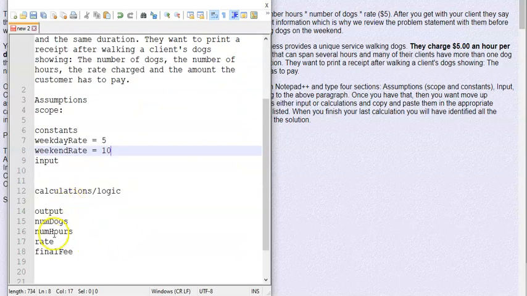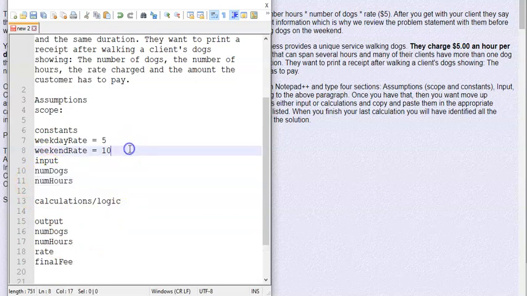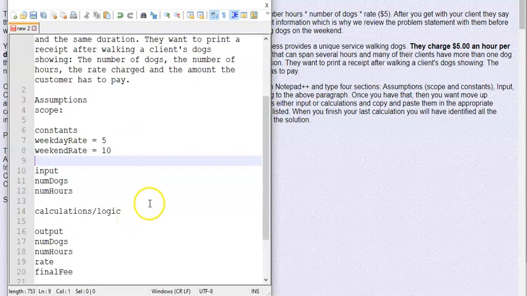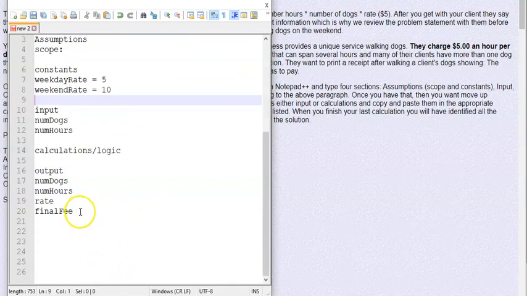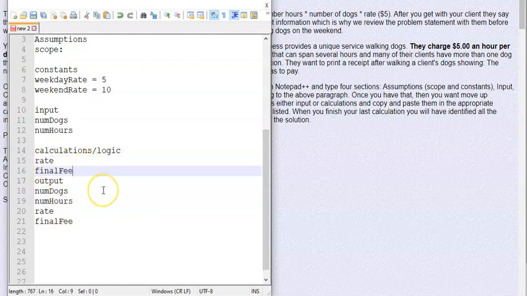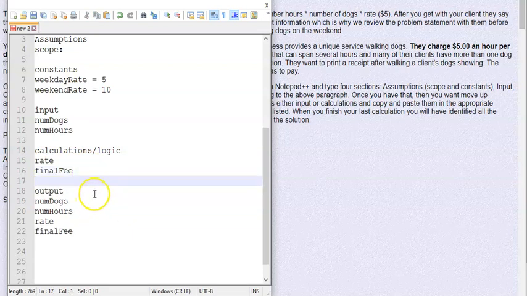And now we have to take a look at this. So the number of dogs and number of hours, someone has to tell us that. So I'm going to copy that and paste that into input. A little space here. The rate and the final fee is something I have to determine. So the rate is done by logic. The fee is by calculations. So I'll copy those two and paste them in here. And then give myself some space.